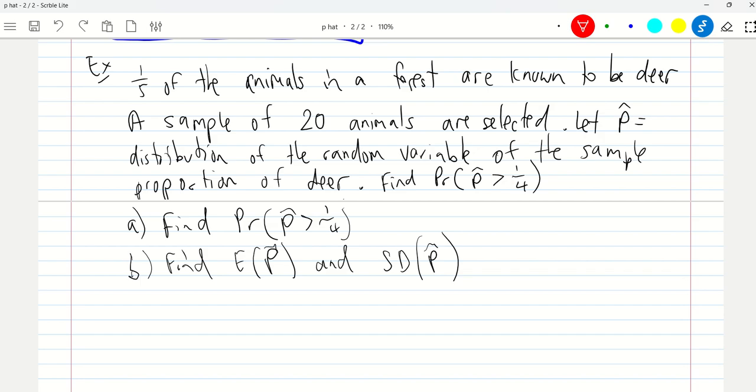We take a sample of 20 animals and let p hat equal the distribution of the random variable, it's a tongue twister, the sample proportion of deer. So all p hat is, is the collection of samples. We're taking 20 animals and asking what's the proportion of deer in that sample.